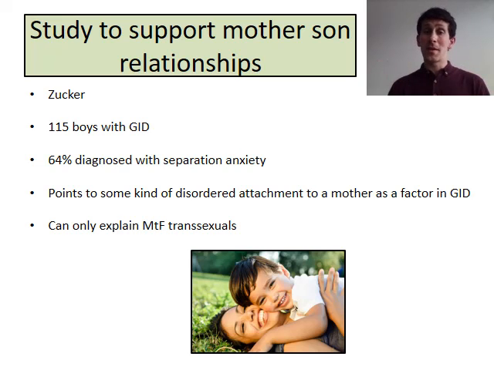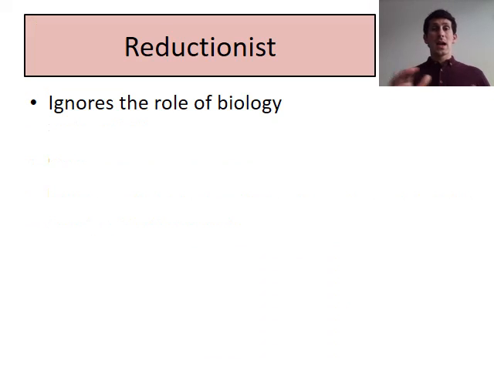However, if you want to bring in a methodological issue, use this. It only explains male to female transsexuals. We can't generalize the results to females because it was only conducted on boys. And again, of course, you can say it's a reductionist theory. This ignores the brain sex theory, it ignores the role of genes. Use that reductionist paragraph that we've learned, and put it in at the end of your essay. It is a reductionist theory. It only focuses on mother-son, father-daughter, and mental illness as the explanations for GID.